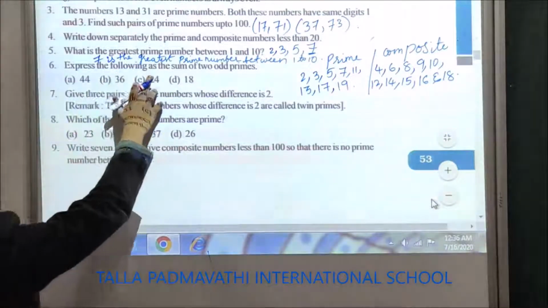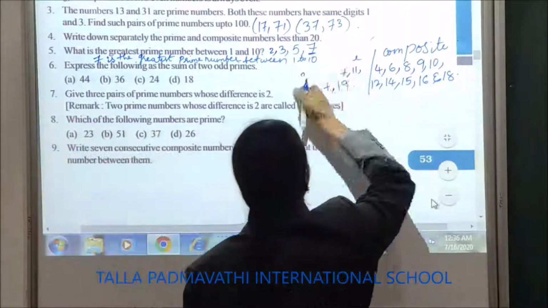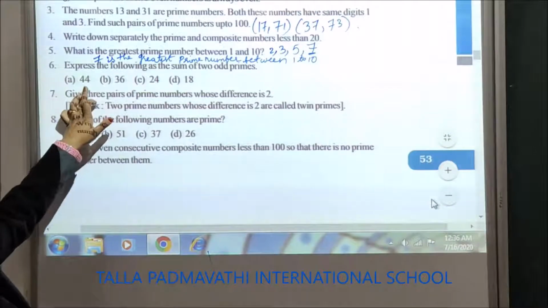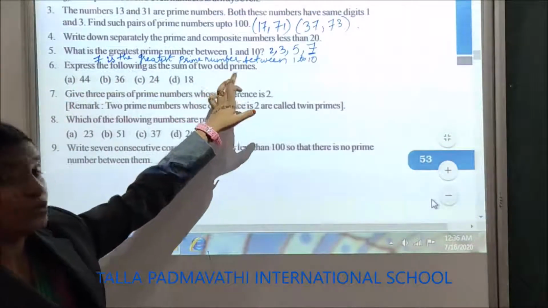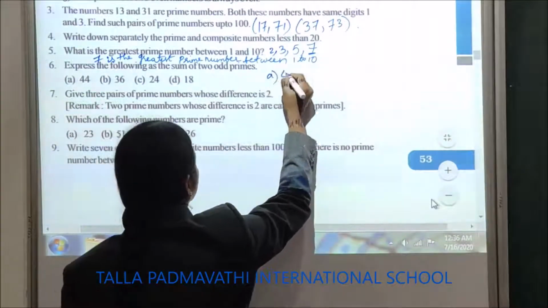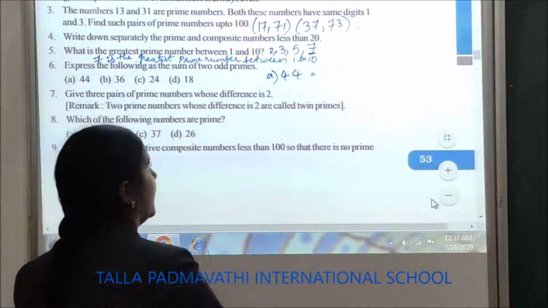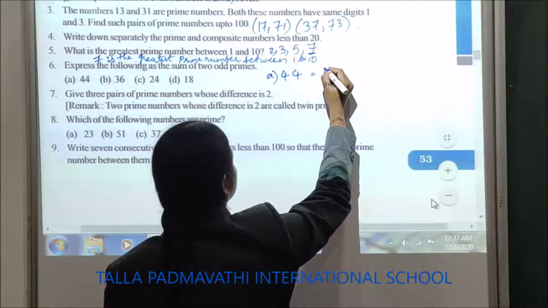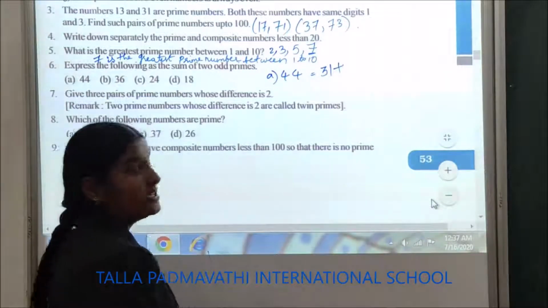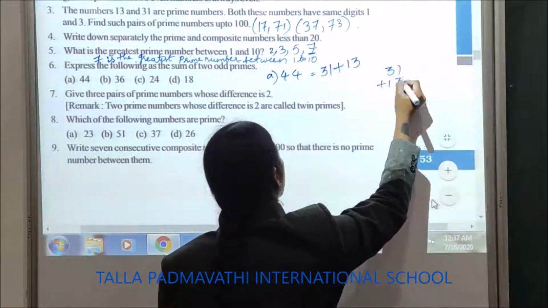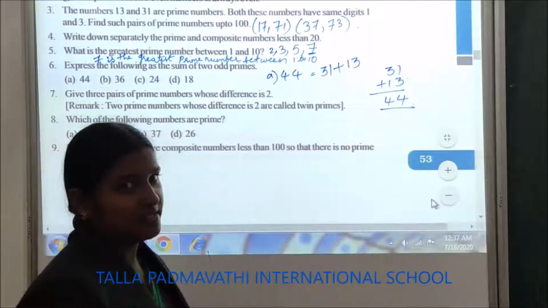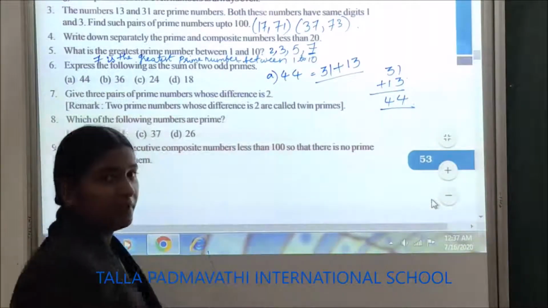Next, express the following as sum of two odd primes. So see here children, here they have given some numbers, that is 44, 36, 24, 18. So they are asking you to express the number as the sum of two odd primes. It should be an odd number and it should be a prime number. So if I take the first one, that is 44, which number can I take? 31. Shall I take 31? 31 plus 13 is how much? That is 44. And here both are odd numbers and both are prime numbers. So we have expressed 44 as 31 plus 13.